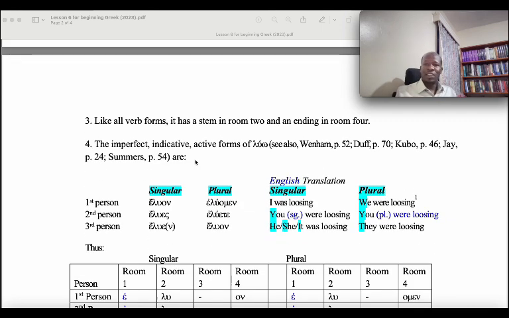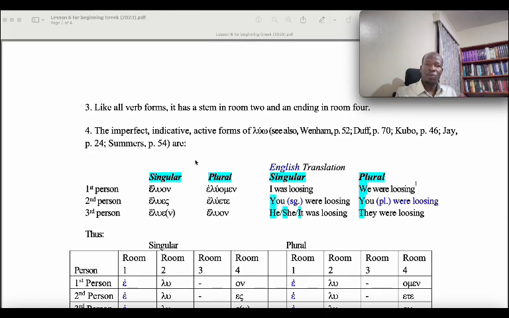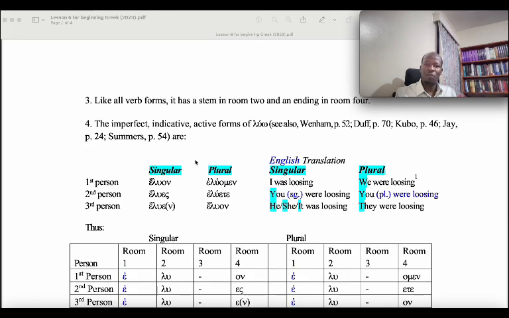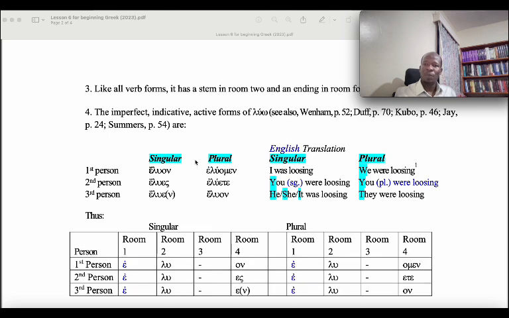Now, let's see how the imperfect looks in the indicative active form. We are going to use the most familiar verb, that is luo, I loose. So now let's apply all the rules that we have been looking at.